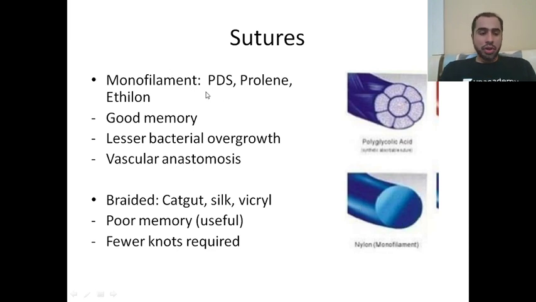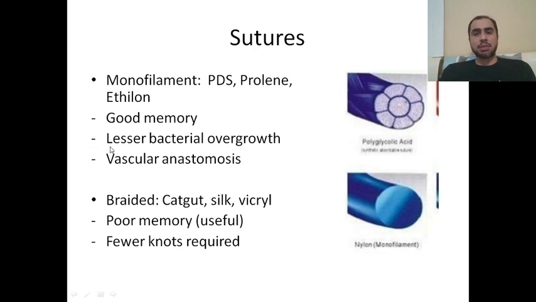Now, the important monofilament sutures you need to know are PDS, which is polydioxanone, Prolene or polypropylene, and ethilon or nylon. These are the commonly used monofilament sutures. The thing about monofilament suture is they have good memory. Remember, in sutures, good memory is a bad thing. What it means is, if I give it a certain shape, the shape remains. So it makes knotting difficult. The suture remembers the shape. That is the problem with monofilament sutures.